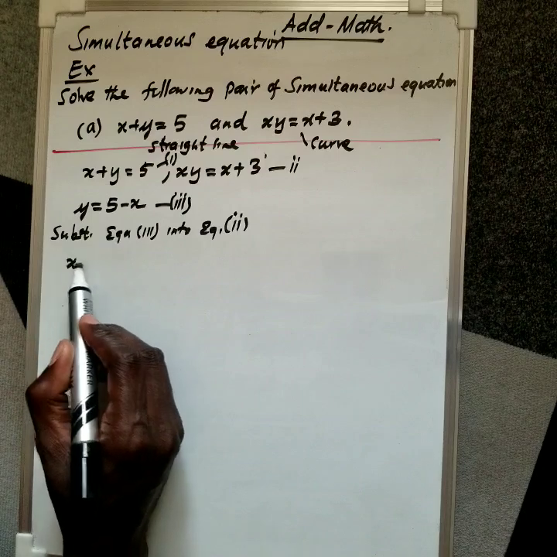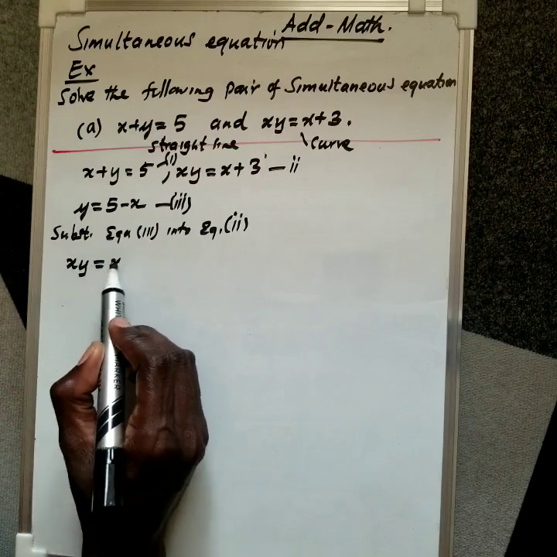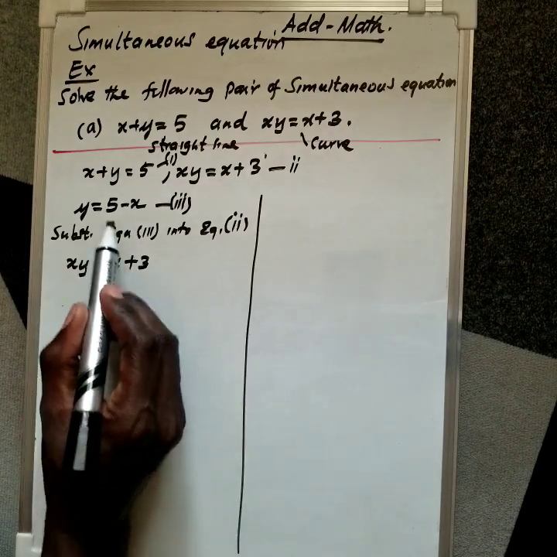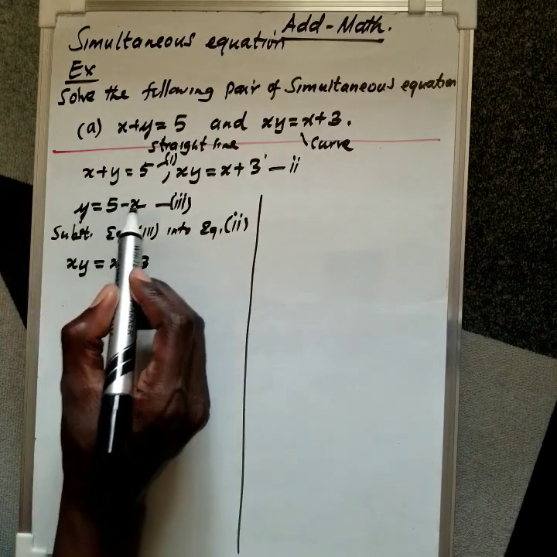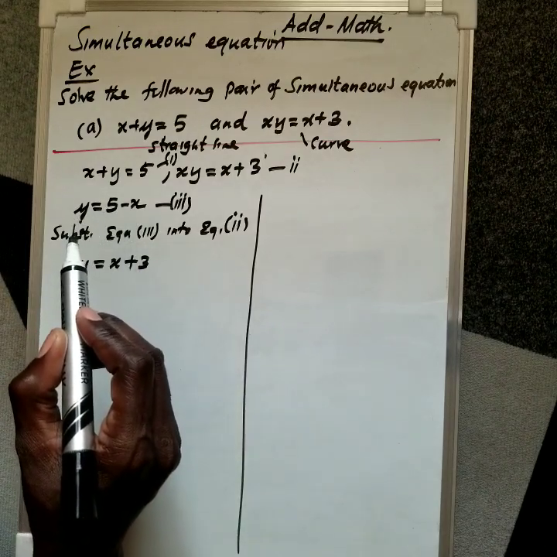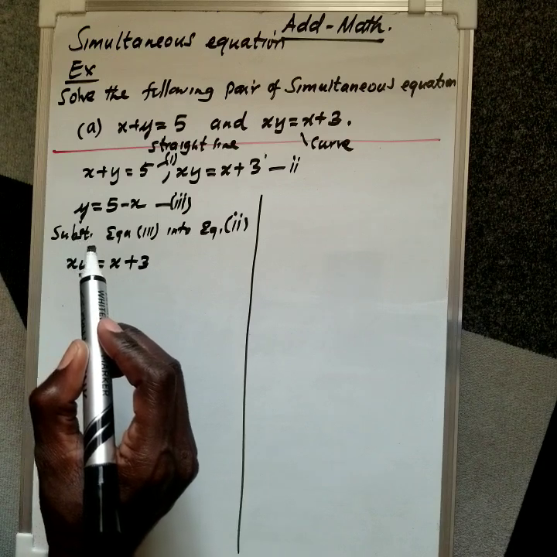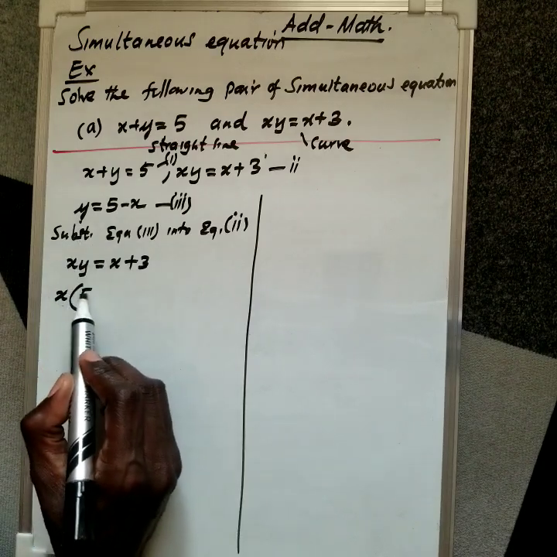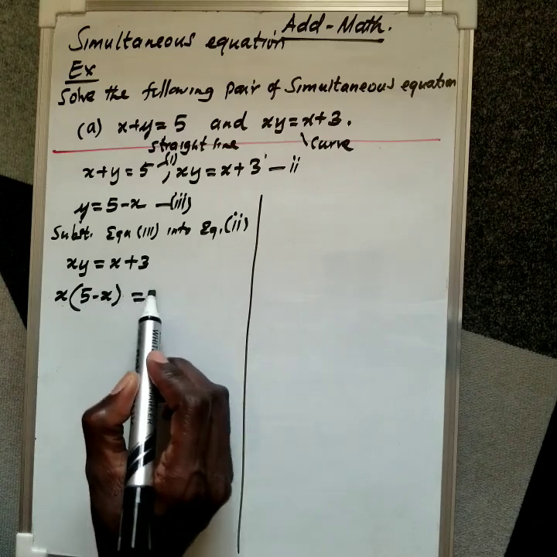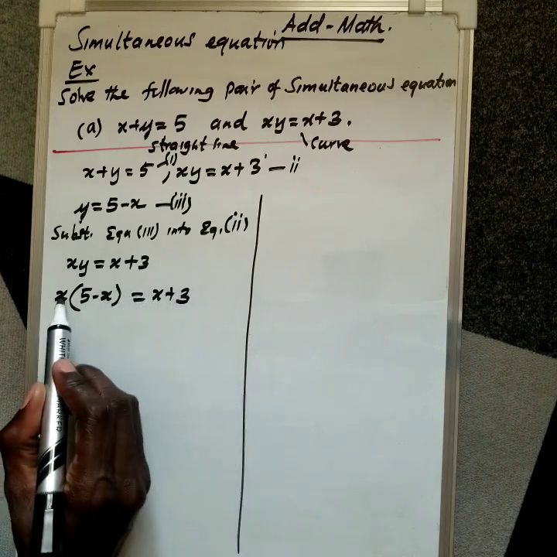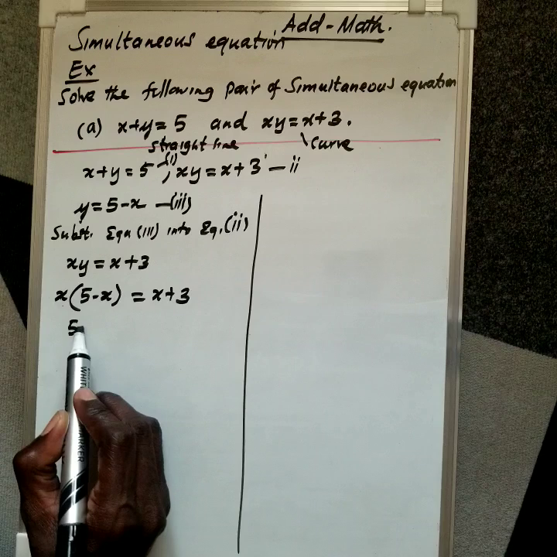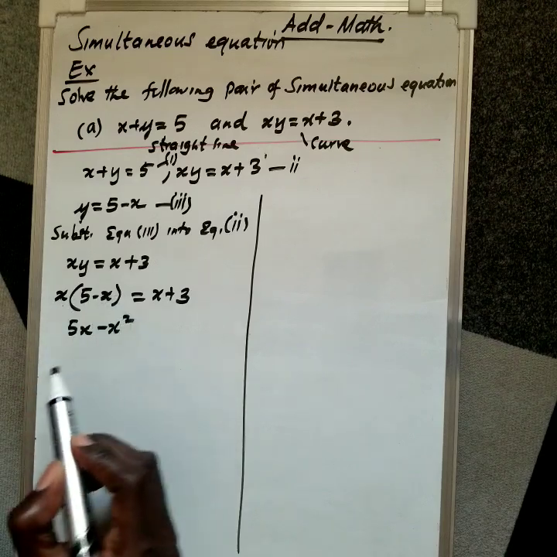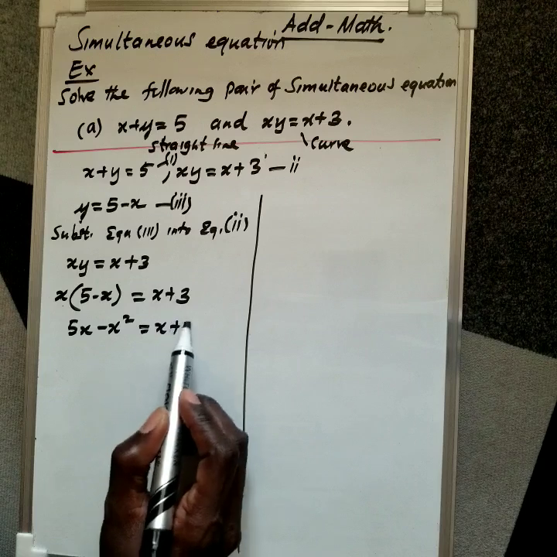So I'll take xy is equal to x plus 3. Then we are going to substitute where there's y, we'll replace it with 5 minus x. So it is going to be x multiplied by 5 minus x is equal to x plus 3. So x times 5 will give us 5x, x times negative x will give us negative x squared, which is equal to x plus 3.